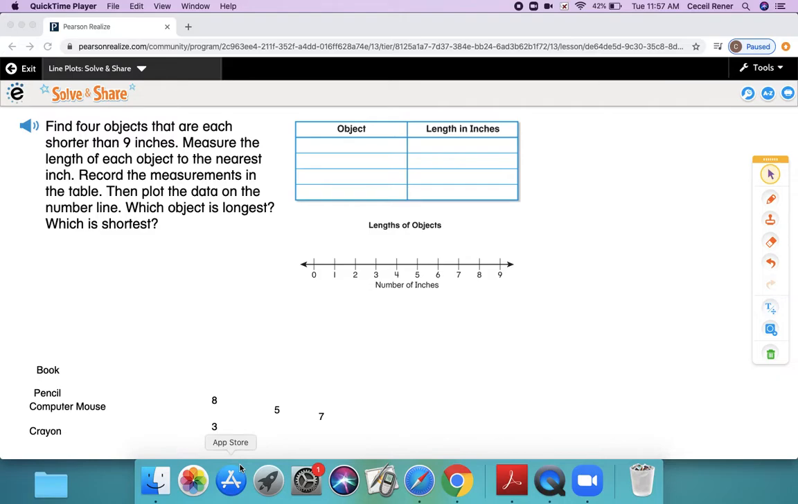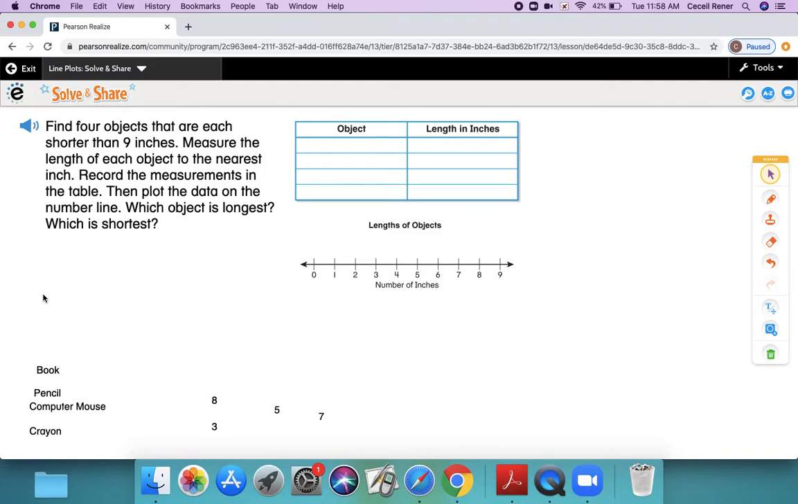Okay, boys and girls, let's look at our solve and share. Find 4 objects that are each shorter than 9 inches. Measure the length of each object to the nearest inch. Record the measurements in the table. Then plot the data on the number line. Which object is longest? Which is shortest?